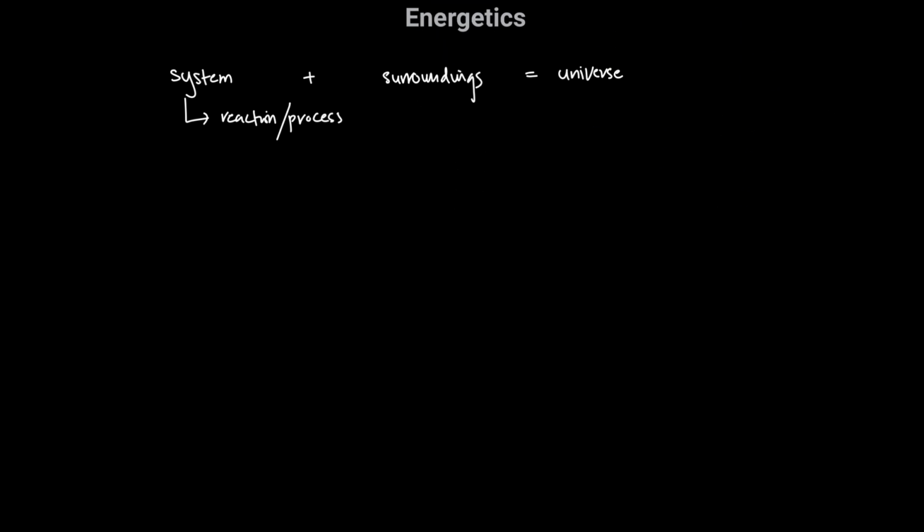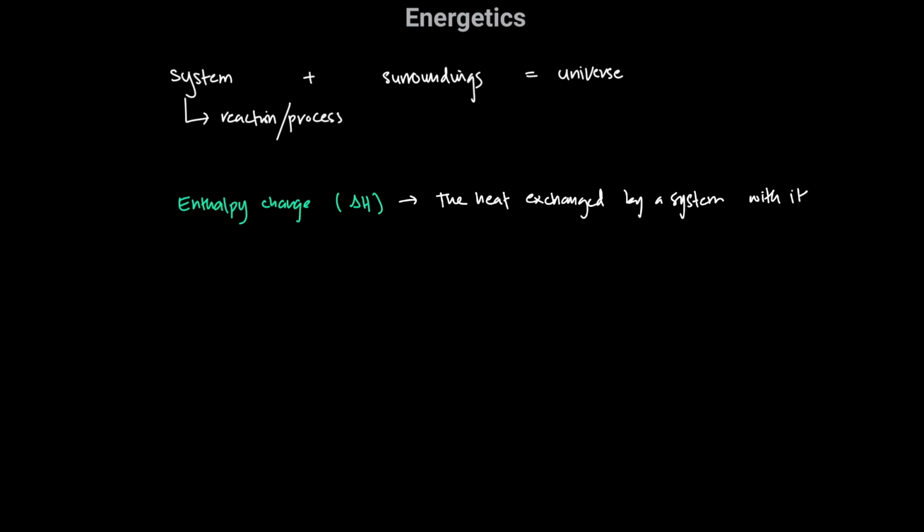Now we're going to define what we mean by the enthalpy change. The symbol for enthalpy change is delta H. Delta refers to change, and capital H is the symbol we use for enthalpy. The enthalpy change is the heat exchanged by a system with its surroundings at constant pressure.